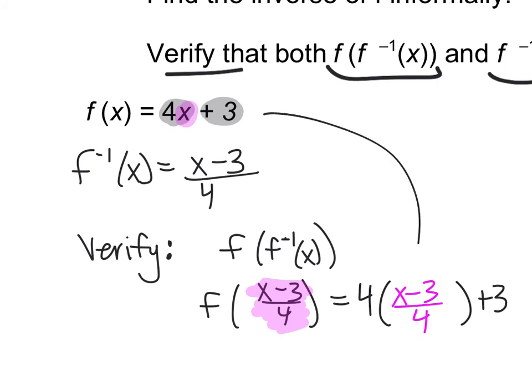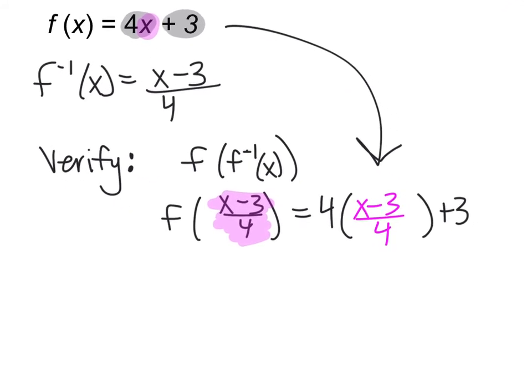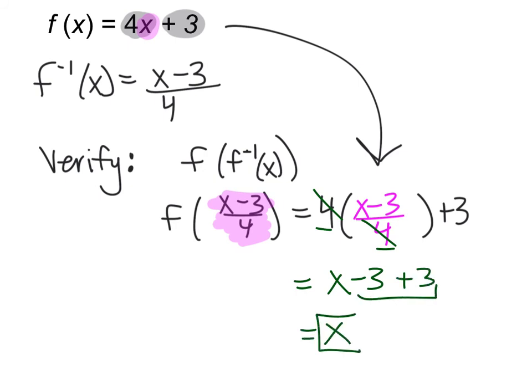So this all came from that f of x function. And then if we simplify, here the 4's will cancel each other out because we're multiplying and dividing. So those will cancel. So we'll be left with x minus 3 plus 3. These add up to 0 so that we just get x. And that's what we want. We want that composition to just equal x.